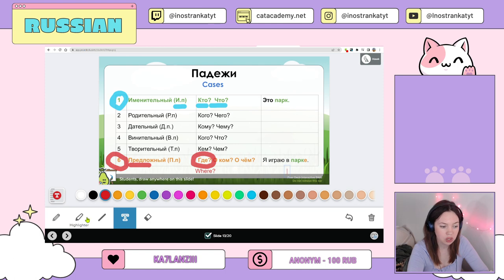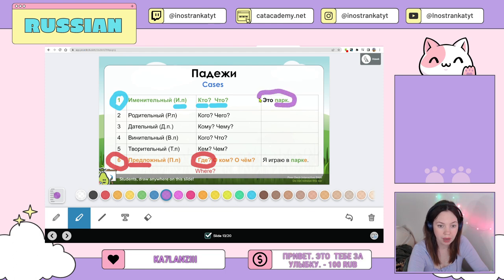So what's the difference between the standard form, the dictionary form from the именительный падеж, and предложный падеж? We had это парк, but here, first of all, we must have the preposition. In the first example, we don't have anything, and also the ending of the word should change. We had парк, no ending. And here we have ending е, парке. Of course, there are different rules on how to add those endings, and we are going to talk about them.